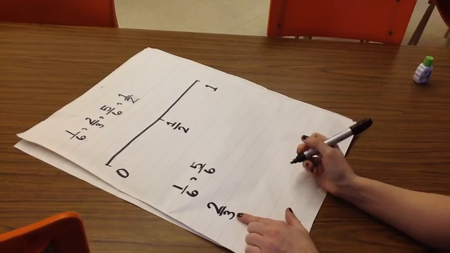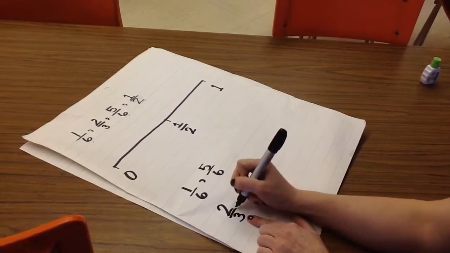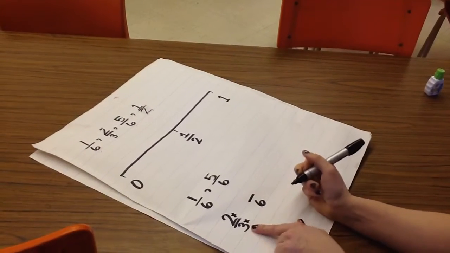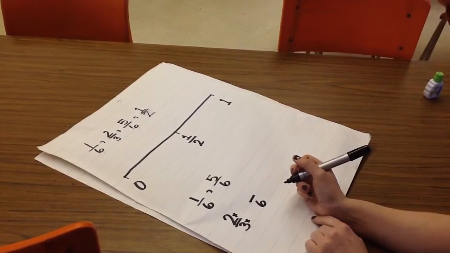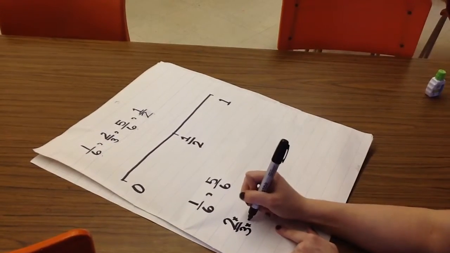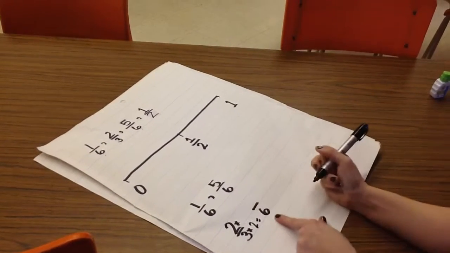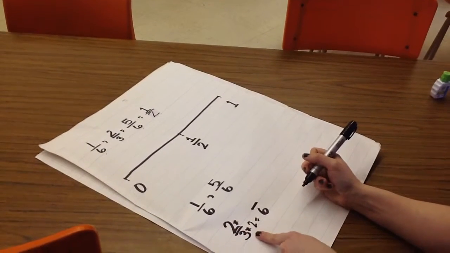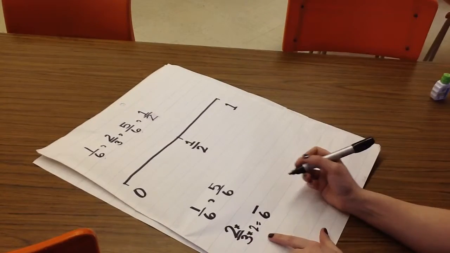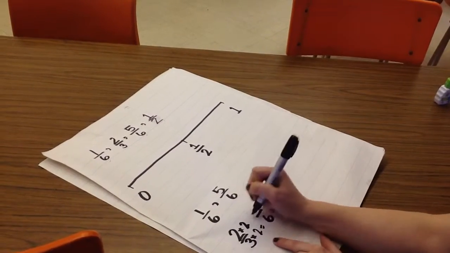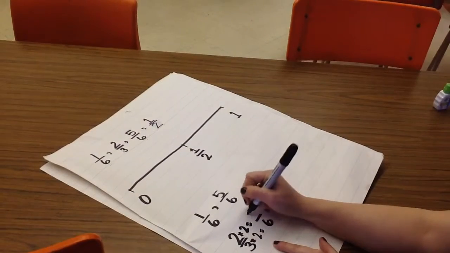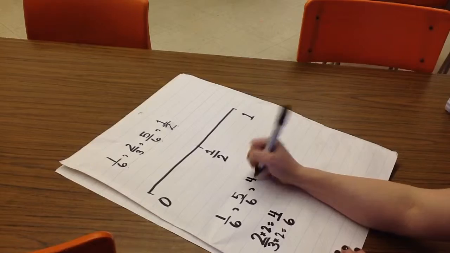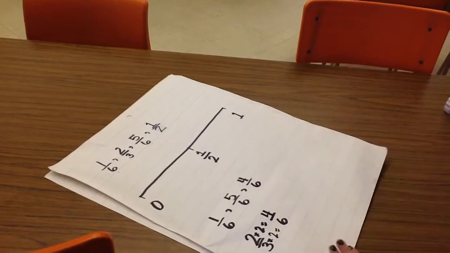So I know that I have to multiply my 3 by something in order to get 6. I know that 3 times 2 equals 6. Whatever I do to the bottom, I must also do to the top. If you times the denominator by 2, you have to times the numerator by 2. So 2 times 2 is 4. So my next fraction is 4/6.